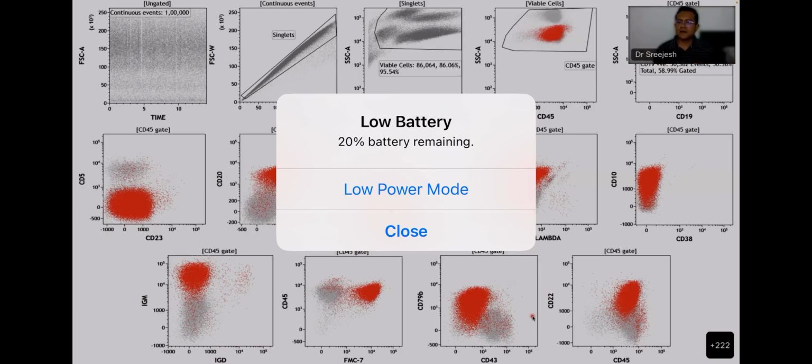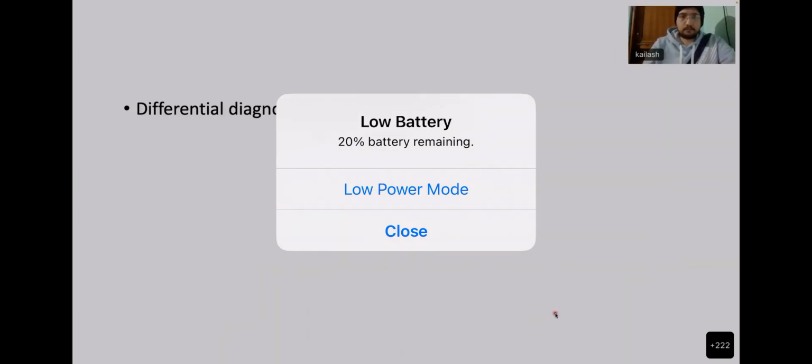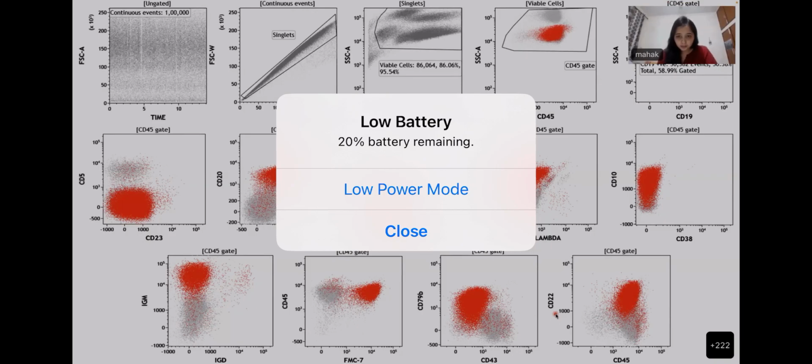So what is your impression after seeing the flow cytometry? Sir, it is a B cell neoplasm. So it's a B cell neoplasm. Okay. Is it mature or immature? Sir, it is mature. Why? Because CD34 is negative. Then I told you CD45 is bright positive, CD34 negative, and kappa positive.